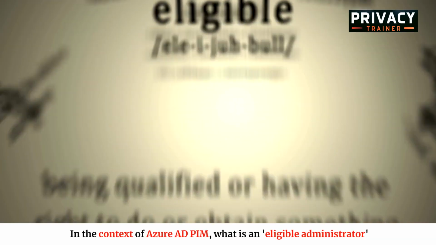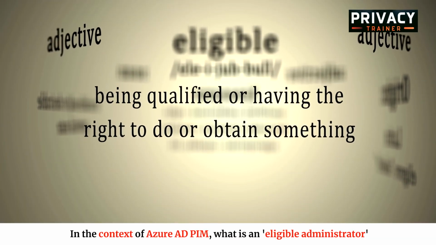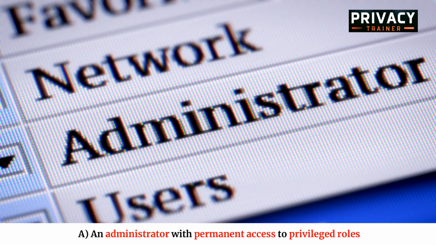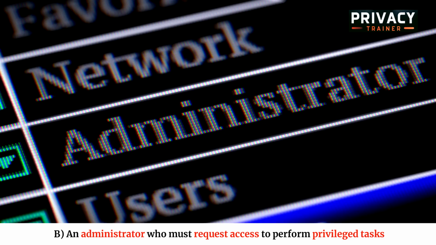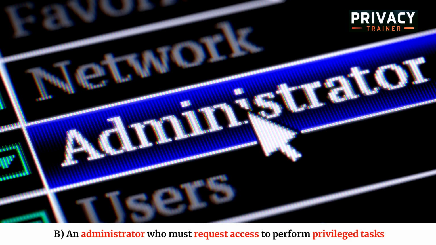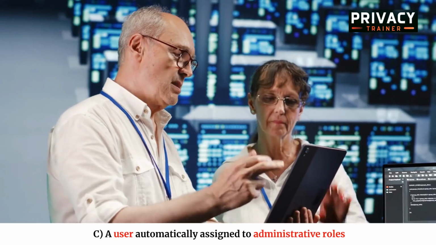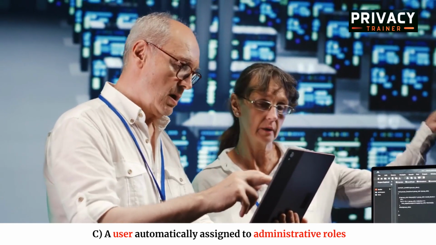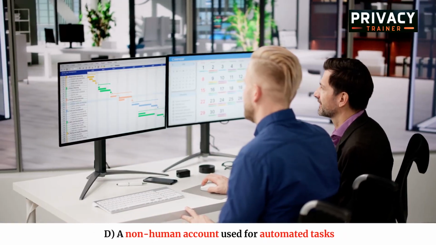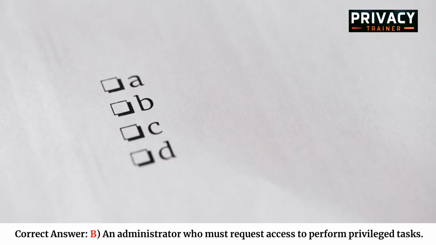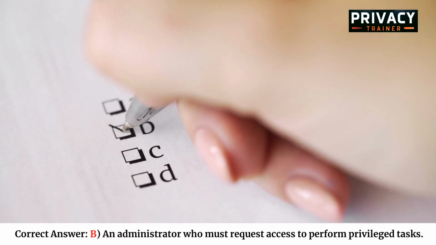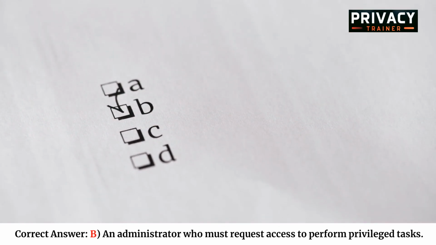In the context of Azure AD PIM, what is an eligible administrator? A. An administrator with permanent access to privileged roles. B. An administrator who must request access to perform privileged tasks. C. A user automatically assigned to administrative roles. D. A non-human account used for automated tasks. Correct answer: B. An administrator who must request access to perform privileged tasks.